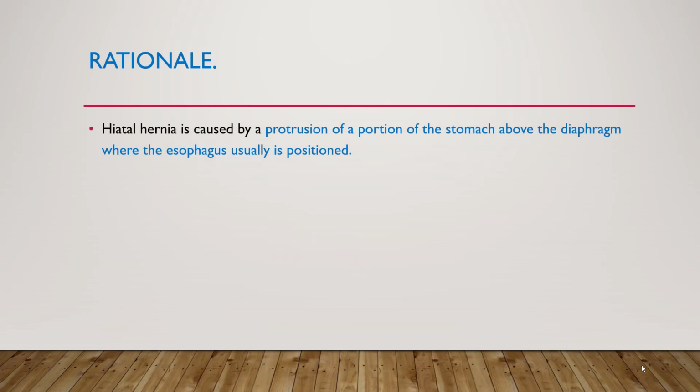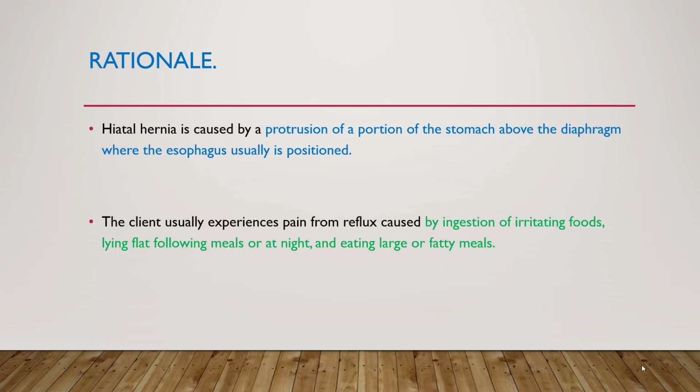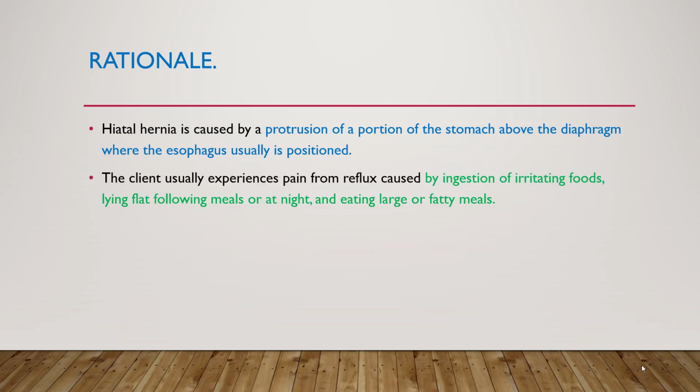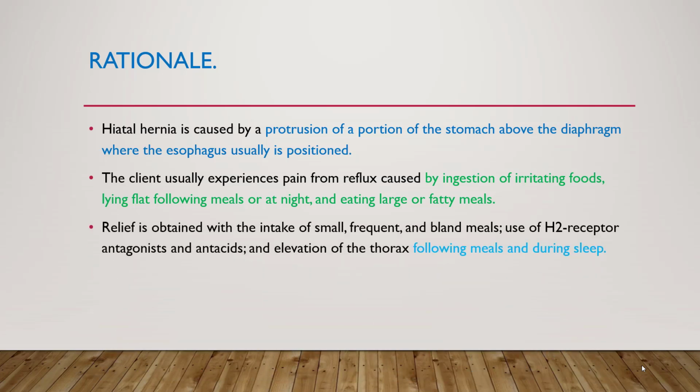Hiatal hernia is caused by a protrusion of a portion of the stomach above the diaphragm where the esophagus usually is positioned. The client usually experiences pain from reflux caused by ingestion of irritating foods, lying flat following meals or at night, and eating large or fatty meals. Relief is obtained with the intake of small, frequent, and bland meals, use of H2 receptor antagonists and antacids, and also elevation of the thorax following meals and during sleep.